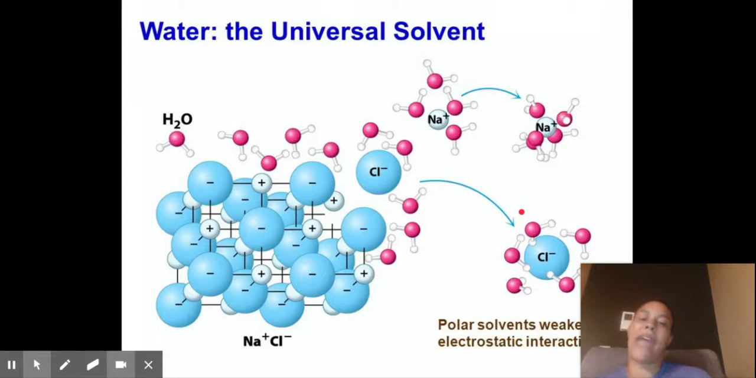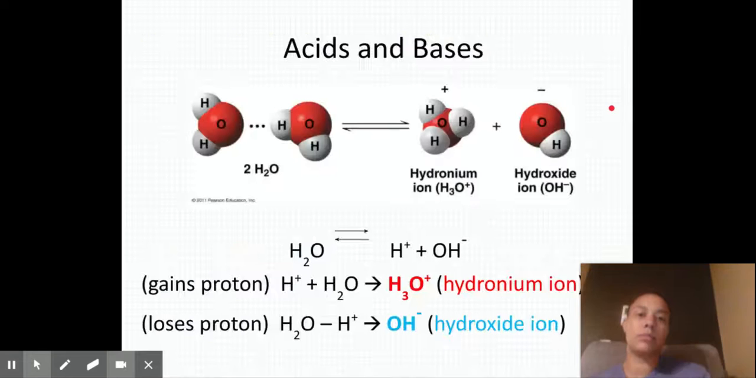So here's our look at that example. Again, it's going to go in there and bust things up and break it apart and go through the dissociation part. So water molecules will surround an ion, which causes it to dissolve.